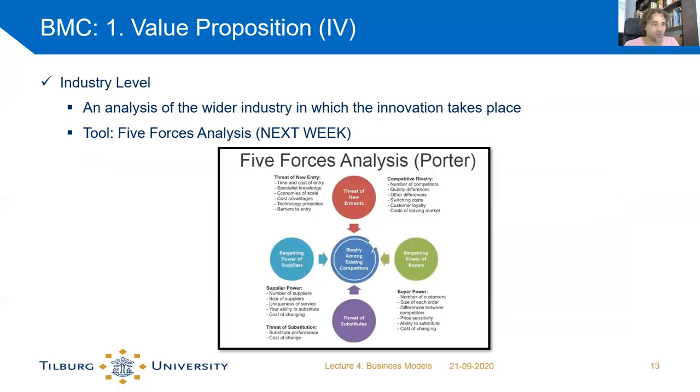So the innovation must also match the wider industry in which your organization is situated. Are other organizations, our competitors, working on the same innovation? Are there other innovations that I need to think about? What can my suppliers do? Can they just completely skip me and deal with the customer directly? The tool for that is five forces analysis, to take into account the surroundings.